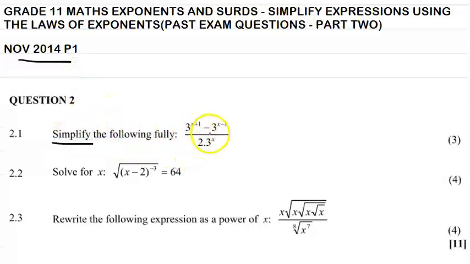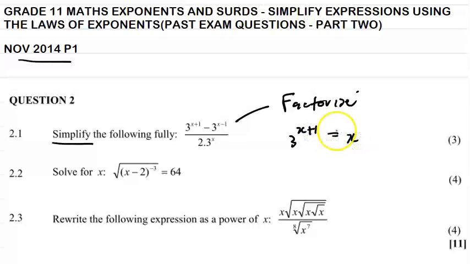We've got (3 to the x plus 1 minus 3 to the x minus 1) all over 2 times 3 to the x. Now, for this particular question, you can see your numerator is made up of 2 terms. Therefore, you have to factorize your numerator. So in order to factorize the numerator, the first thing that we have to do is write as separate terms. For example, 3 to the x plus 1 can be written as 3 to the x times 3 to the 1. We're basically using this rule of exponents: x to the m plus n is equal to x to the m times x to the n.